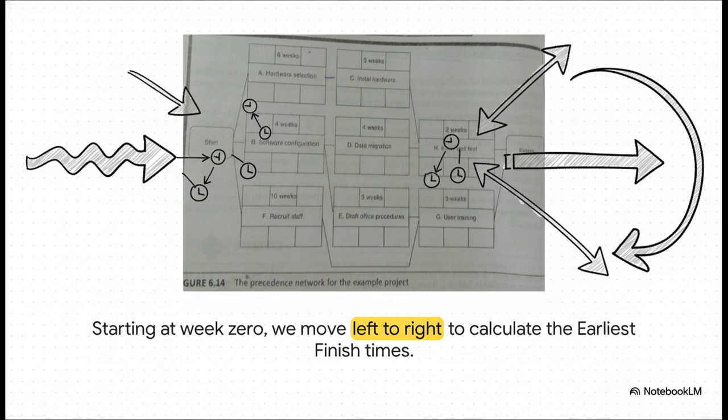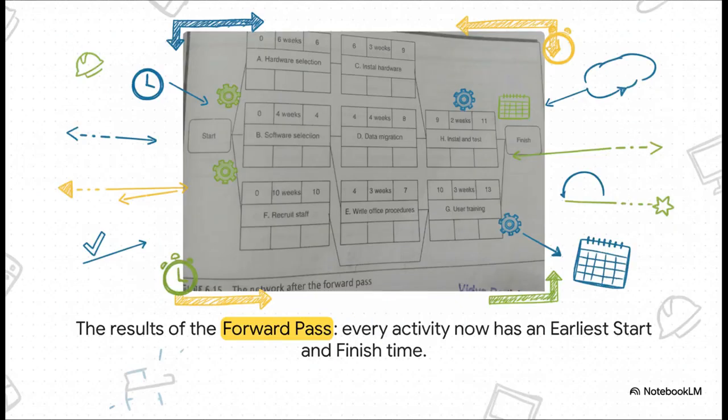And if we just follow these simple rules, we can work our way right across the whole network. And voila, here are the results. If you look now, every single box has its earliest start and earliest finish time filled in. We've just systematically built out the absolute best case scenario schedule. And what this shows us, crystal clear, is the earliest possible time the entire project can be finished.